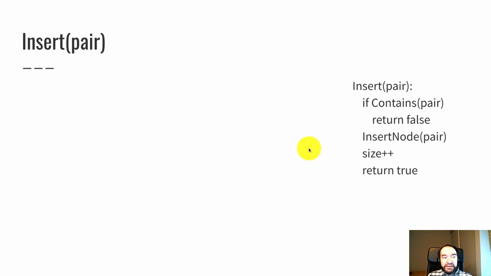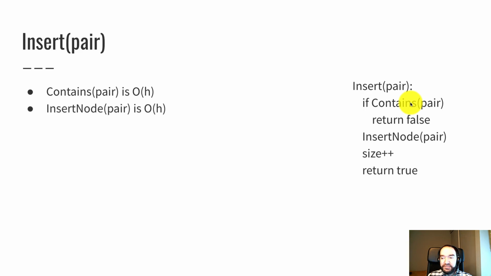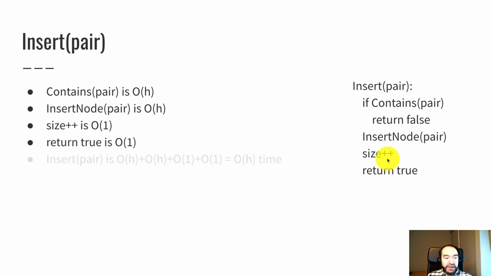Now we can analyze insert pair, and it's pretty easy. The contains operation takes big O of h time. That was earlier in this video. And InsertNode takes big O of h time. That was the previous slide. Size plus plus is constant time. Return statement is constant time. So altogether, you've got big O of h time for the contains plus big O of h time for InsertNode, 2 constant time steps. So big O of h time is the bottleneck.